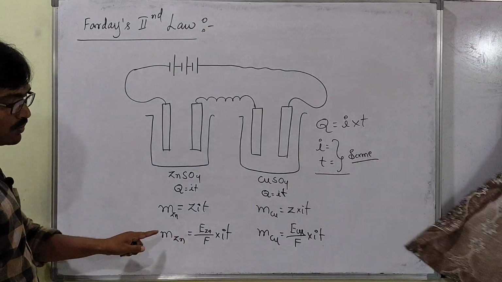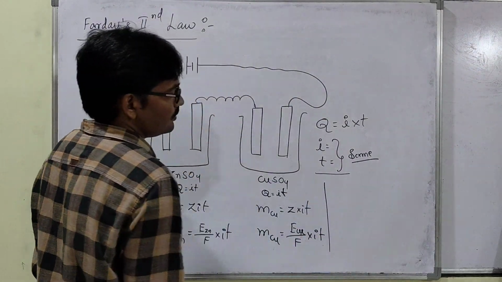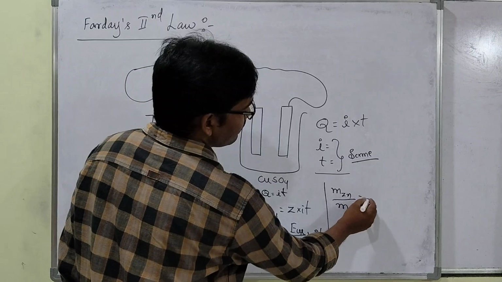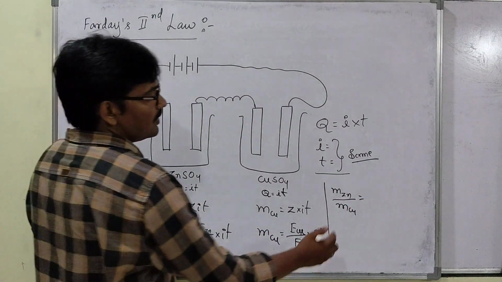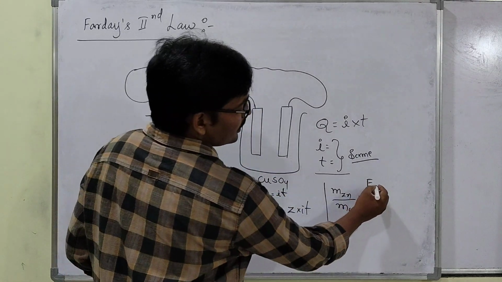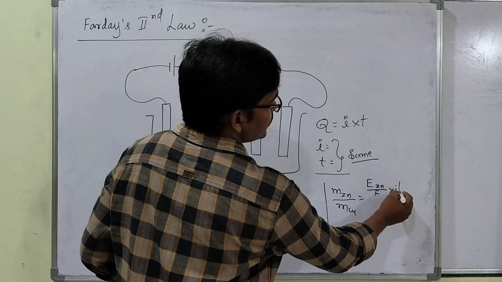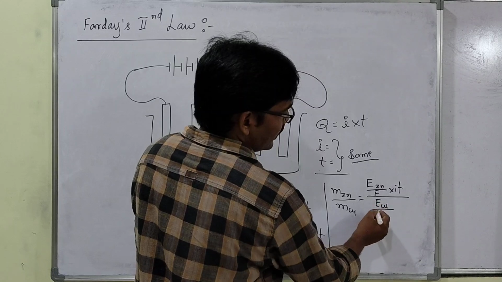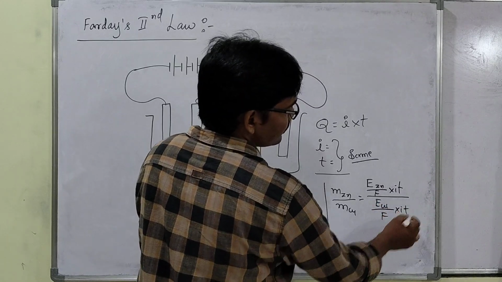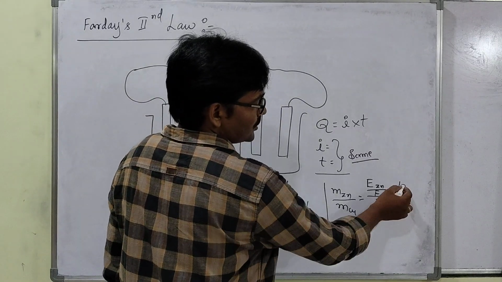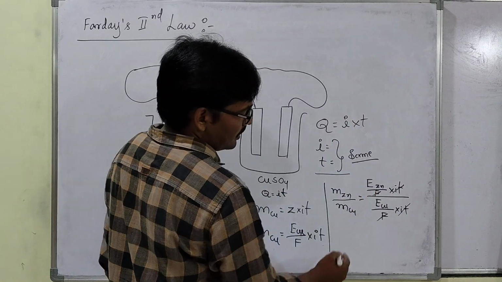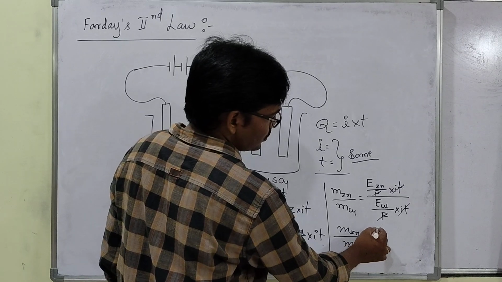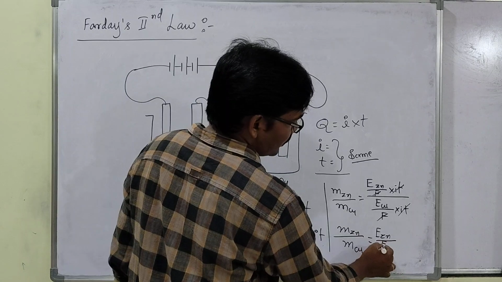If you take the ratio of the mass of zinc and the mass of copper, then the mass of zinc is equivalent weight of zinc divided by Faraday into I into T, divided by equivalent weight of copper divided by Faraday into I into T. Here I into T cancels and Faraday cancels, so mass of zinc divided by mass of copper equals equivalent weight of zinc divided by equivalent weight of copper.